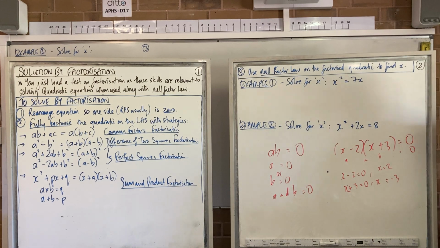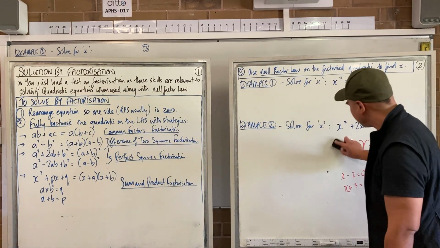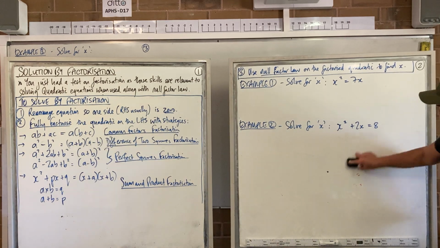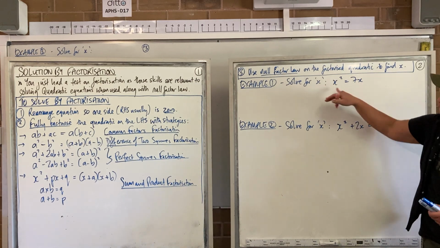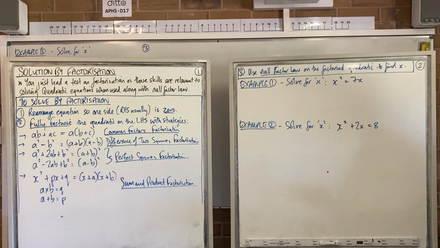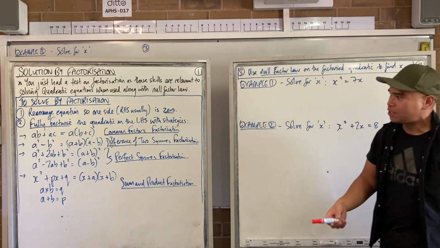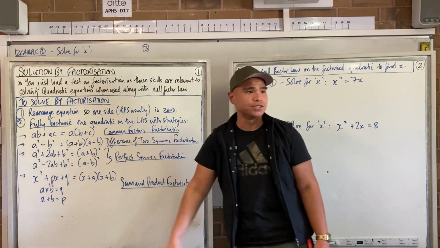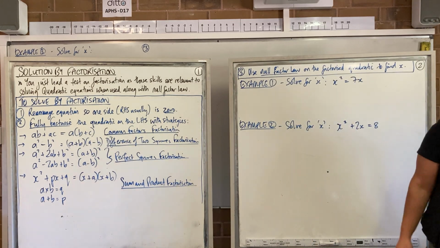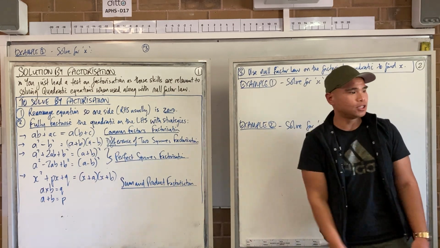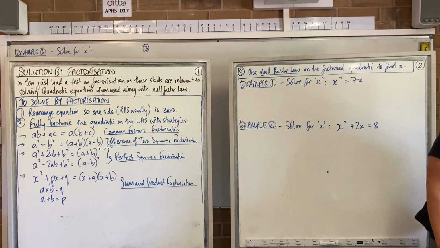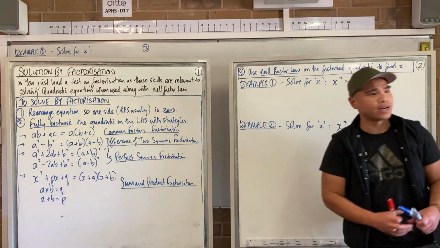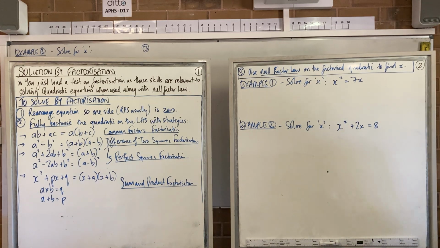So, that's the point of null factor law and factorization, because last lesson you were given stuff that was already factorized. But here, you're going to be given quadratic equations that aren't factorized, and you're given a number of strategies to factorize. Common factors, the top one, then difference between two squares, the second one, then perfect squares, the third one, and then the hardest one, sum and product factorization. Now you're going to apply that.